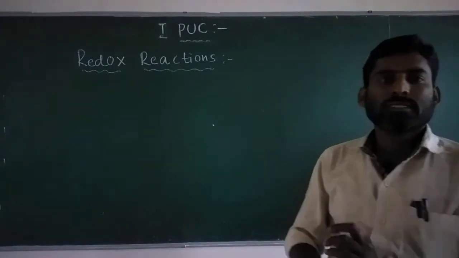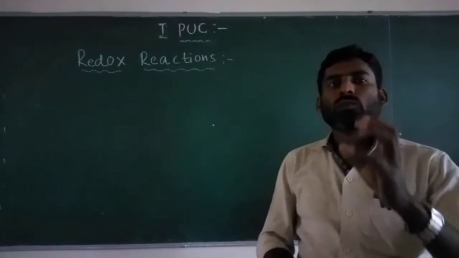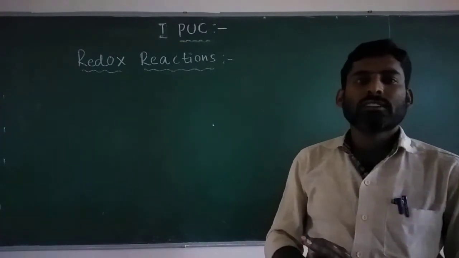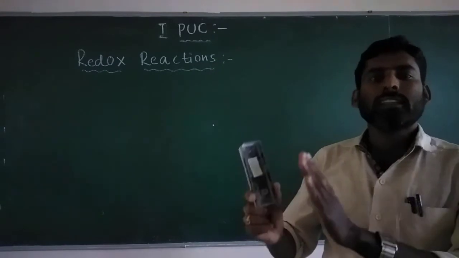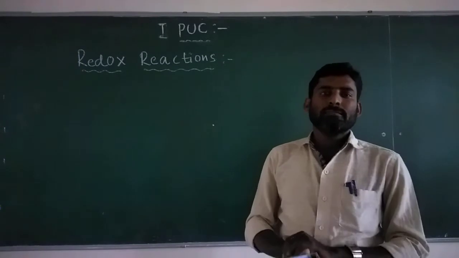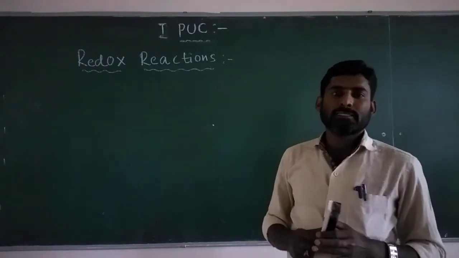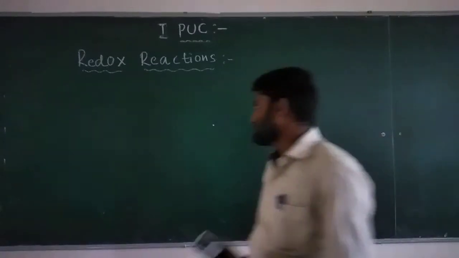In the last class, we discussed the definition of oxidation number and rules for assigning oxidation numbers to the unknown elements. Using those rules, let us calculate the oxidation number of the elements present in the compounds.